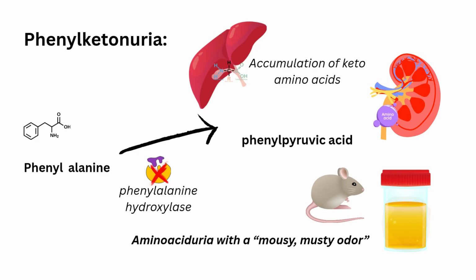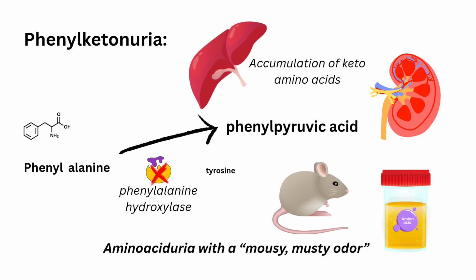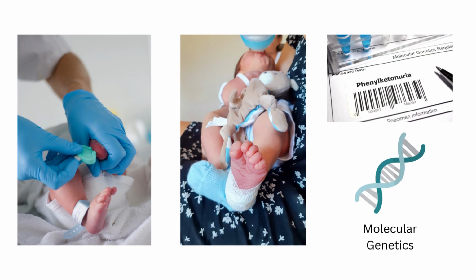When will a urine smell like a mouse? PKU is an inborn error of metabolism in which phenylalanine is not normally converted to tyrosine, leading to the accumulation of keto amino acids like phenylpyruvic acid, which gives off the mousy, musty odor in urine. By the way, PKU screening is routinely performed with a blood test.